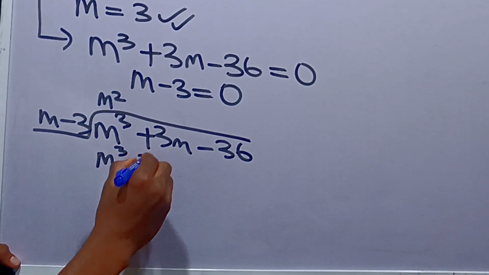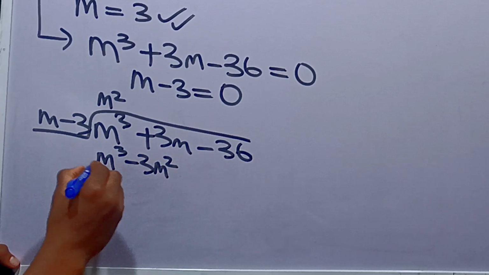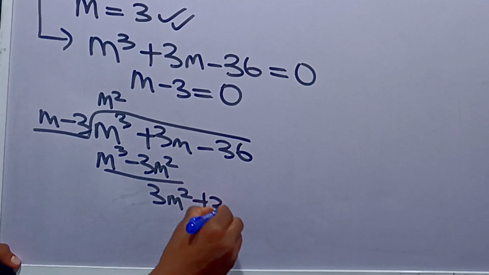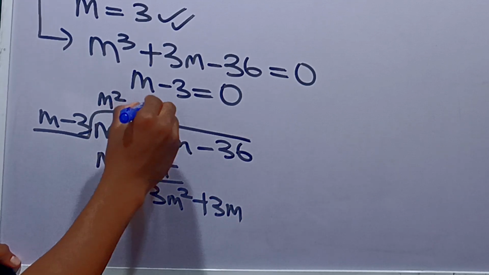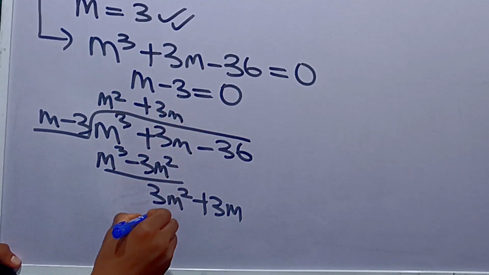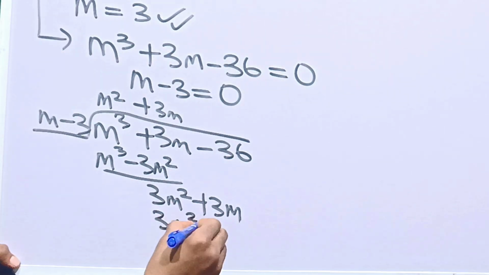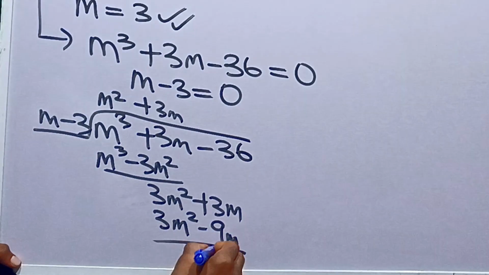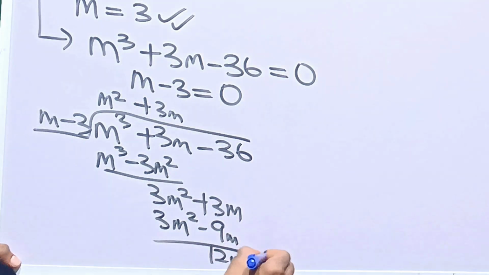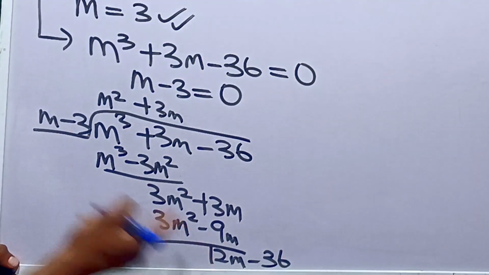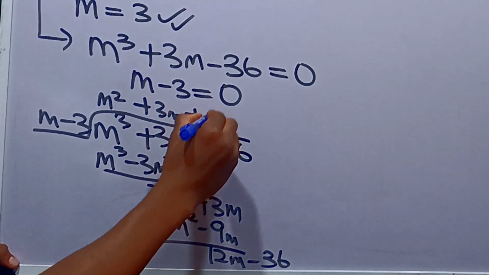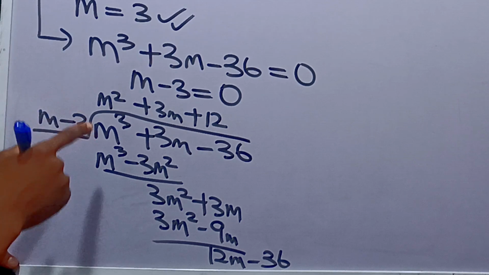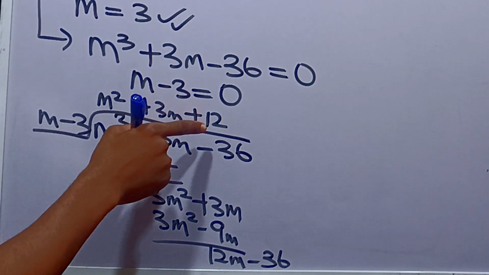Okay, we have minus 3m squared. When we subtract, we have 3m squared plus 3m. We divide again, we have plus 3m. We have 3m squared minus 9m. Subtracting, we have 12m minus 36. 12m into m is 12. When we multiply this, we have 12m minus 36, and this gives us 0. Hence, our quotient is m squared plus 3m plus 12.